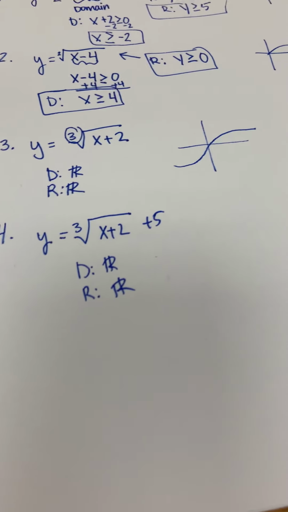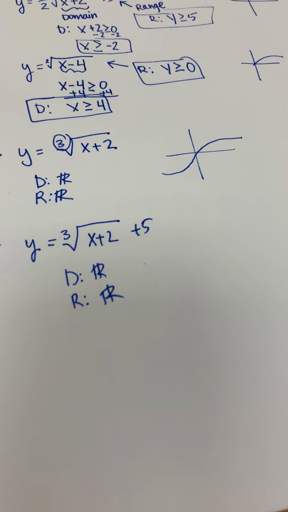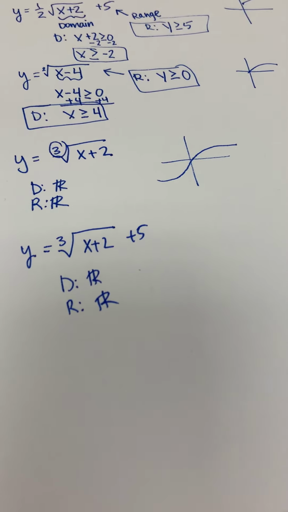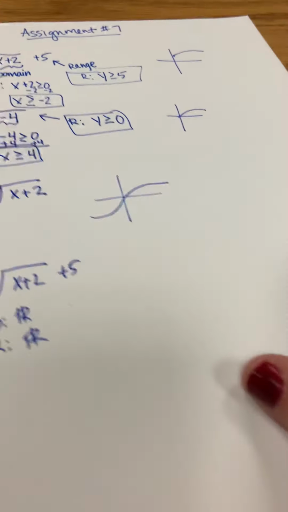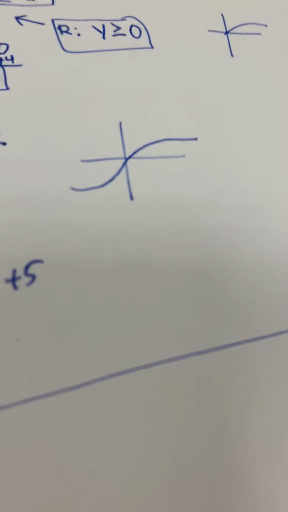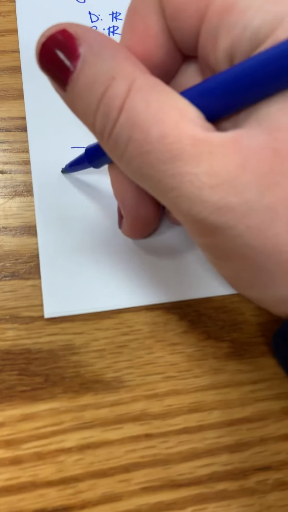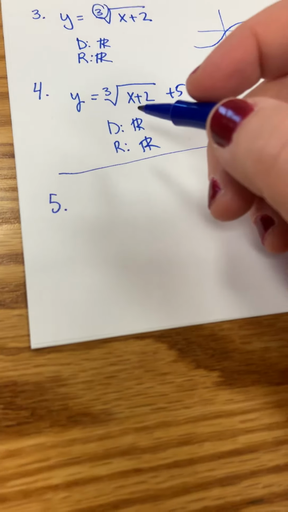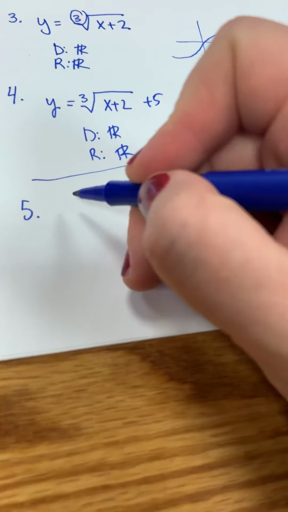All right, let's look at number 5. This is a new problem, and it says evaluate this function. So I'm going to make a line here. And for number 5, I'm not going to do 6, because once I do 5, you'll be good.